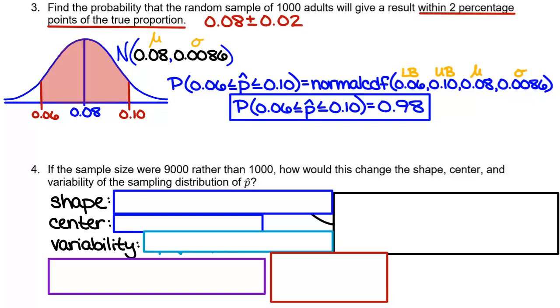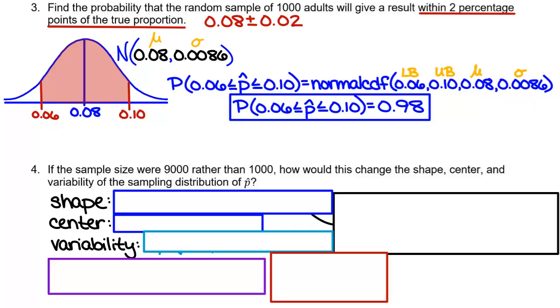If the sample size was 9,000 instead of 1,000, how would that change the center, the shape, and the variability? Let's talk about shape first. I'm reading number 4. If the sample size were 9,000 rather than 1,000, how would this change the shape, center, and variability of the sampling distribution of p hat? Aiden says that it would still be approximately normal. How can I check so that I know that?